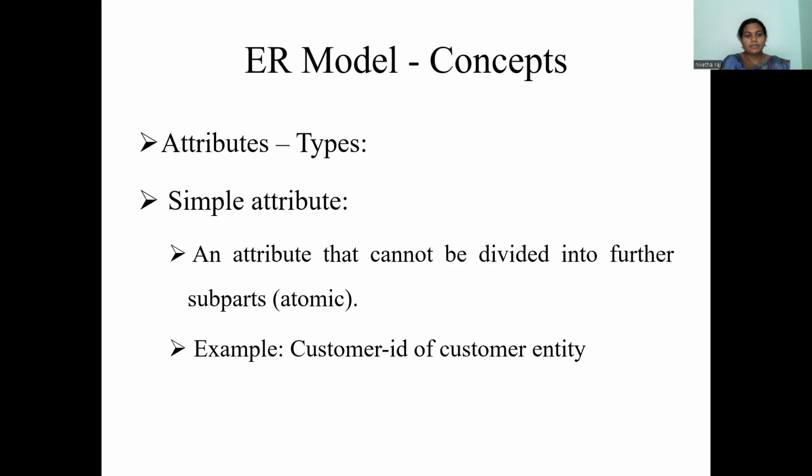Now the attribute types. A simple attribute is an attribute that cannot be divided into further subparts, that means atomic. For example, the customer ID of a customer entity. If the entity is a customer, the customer ID is one of the attributes in that entity. A simple attribute cannot be divided further. Each and every customer has a single ID, that means atomic.